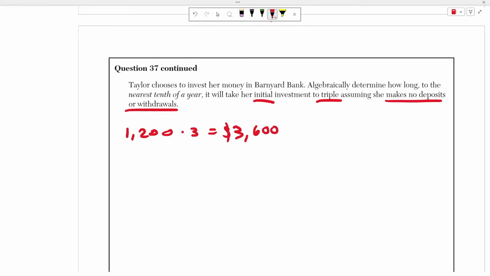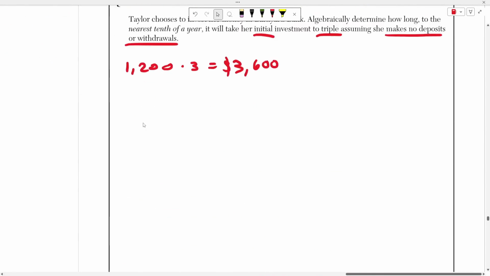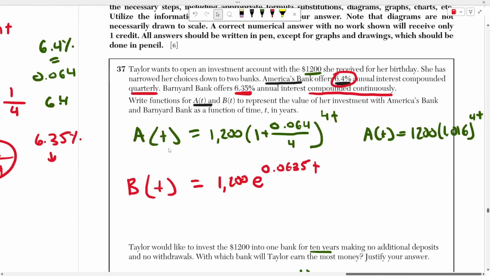$3,600. Okay, so remember, we're going to look back to the original formula we wrote, and we're going to see that we're going to be using the e formula. So B of t is equal to 1,200 e to the power of that. Remember that B of t, or in this case our A, is equal to the amount of money that's going to be in the account after a certain amount of years, right?